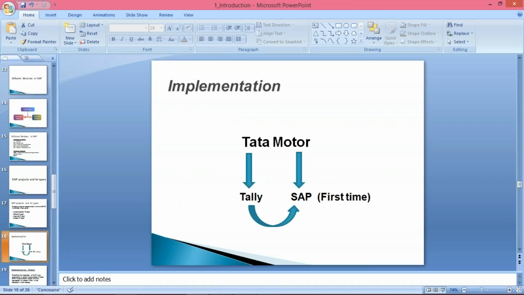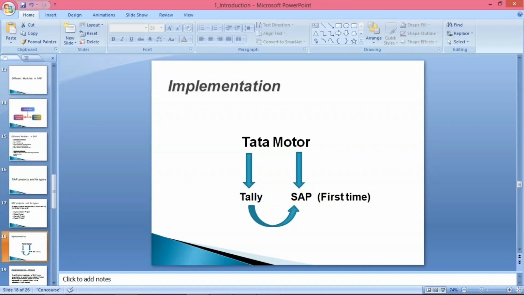So since here I have given the example of Tata Motor initially, now just take an example of this Tata Motor itself. Look here. Now I'm talking about the implementation project. Let's suppose Tata Motor is using a different ERP. That ERP is called Tally. Okay, this ERP is called Tally.